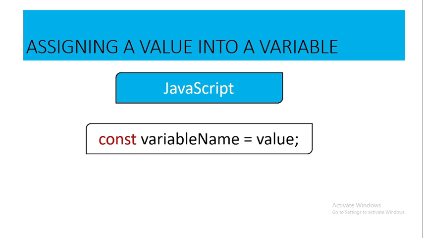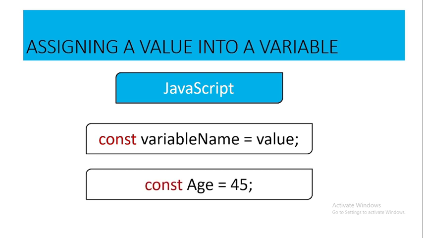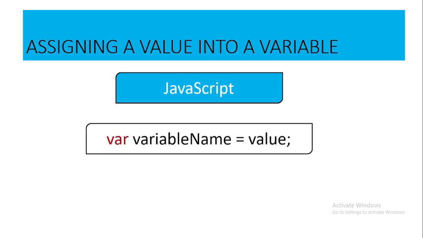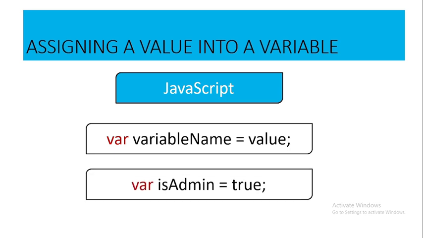Then we also saw the use of the const keyword. Now we can also use the const keyword to declare a variable. So we have const, the variable name, equal, then the value we want to put into that particular variable. So we can have const age equal 45. And then the last one is the var keyword. So we have var, variable name, equal, value, the same syntax but a different keyword. So we have var isAdmin equal true.